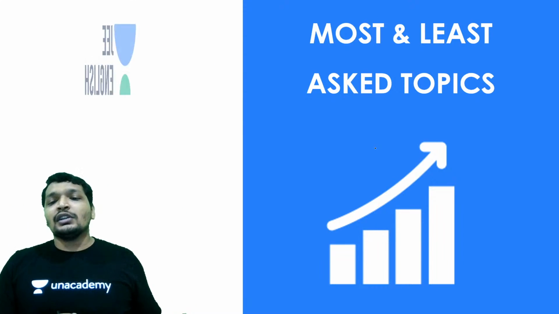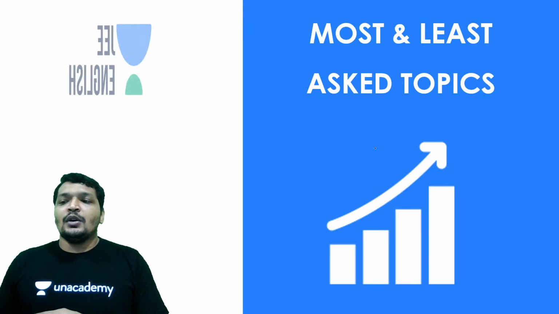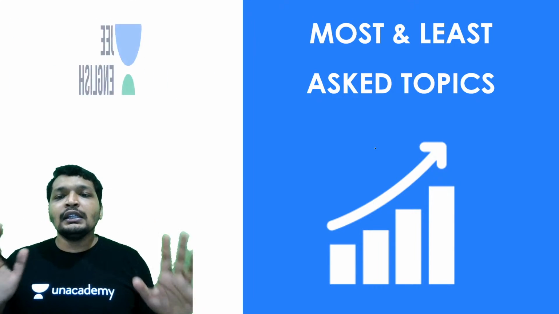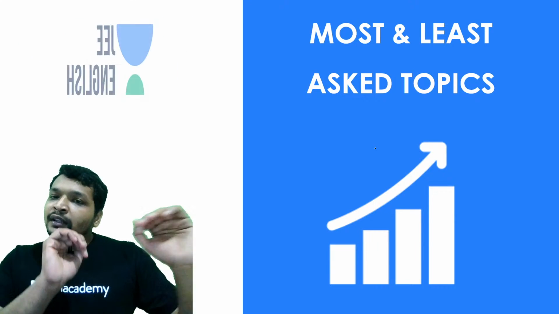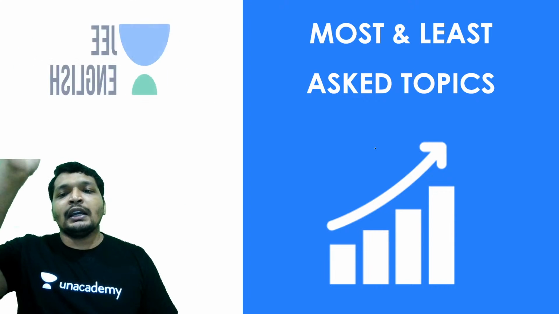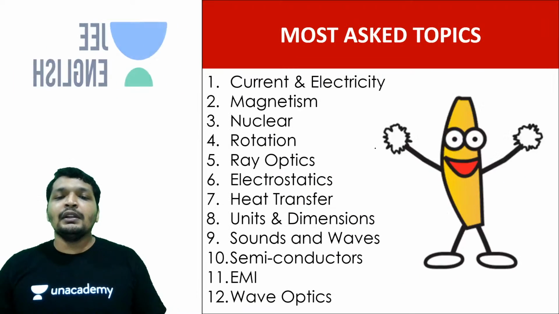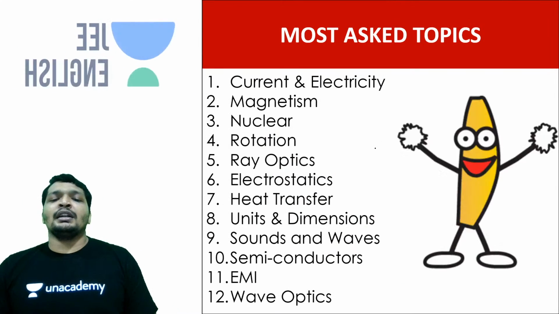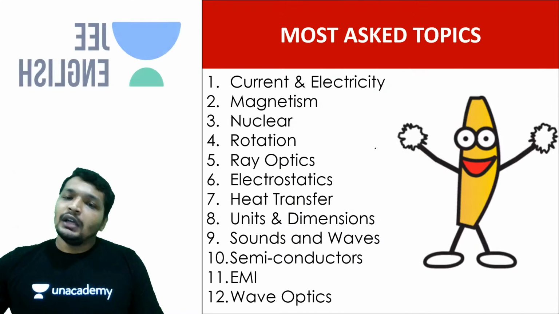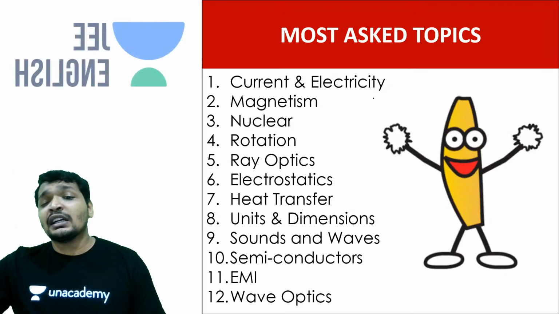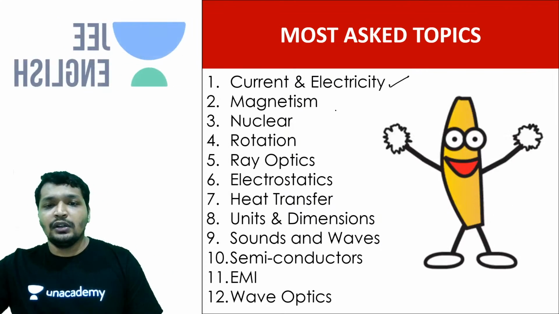Which are the most asked topics in JEE Mains and the least asked topics in JEE? Most asked topics are like the low hanging fruit, but you need to assess whether it's a low hanging fruit or a moderately hanging fruit. It has to be one among them. For example, for a student who hasn't done anything up until now, as usual, current and electricity is the most asked topic in JEE Mains, which you want to focus on.